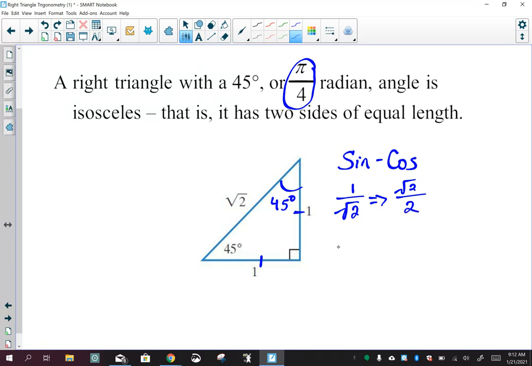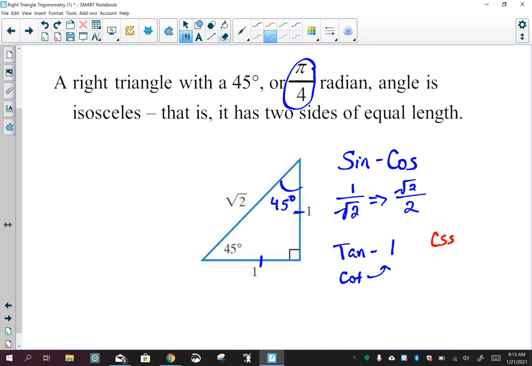Okay. For your tangent, so your tangent, again, is your opposite over your adjacent. So if you take a look at that, opposite over adjacent, 1 over 1, which basically means that tangent is just going to be equal to 1. So because tangent is equal to 1, cotangent is also going to be equal to 1.